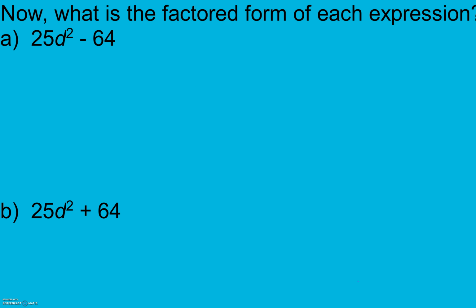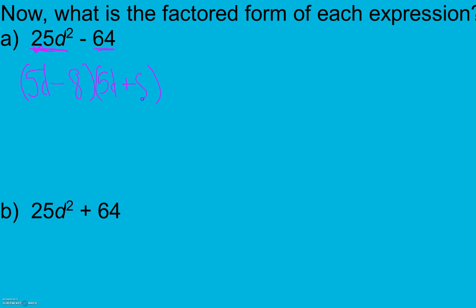Now, feel free to pause here and give this a try if you'd like. Right now we have a perfect square, 25d squared, minus a perfect square, 64. So we can set this up as the difference of two squares. Since we're finding the difference, our signs are going to be different. 25 is 5 times 5. And d squared is d times d. So 5d times 5d is how we get to 25d squared.